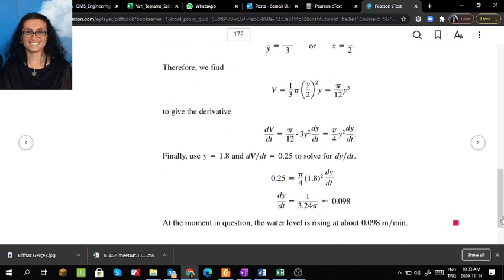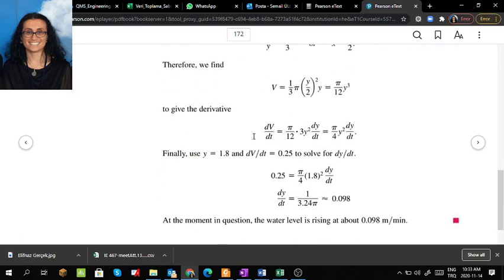So then we know what dv dt is. It is given as 0.25. We put it in. It says find the rate of change of the height, which is dy dt, whenever y is equal to 1.8. We put it in, and then from here we isolate dy dt, and we get 0.098. So what does it mean? At that time the water level is rising at about 0.098 meter per minute. That's the final answer to this.